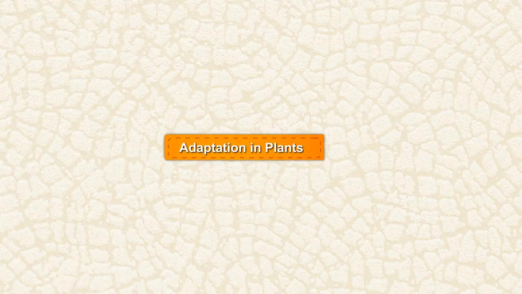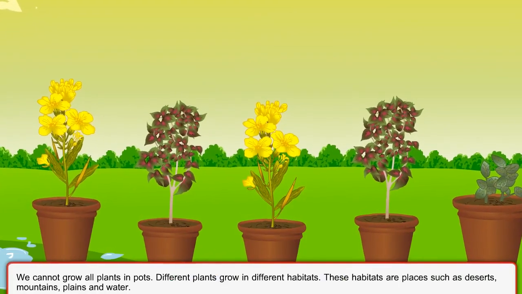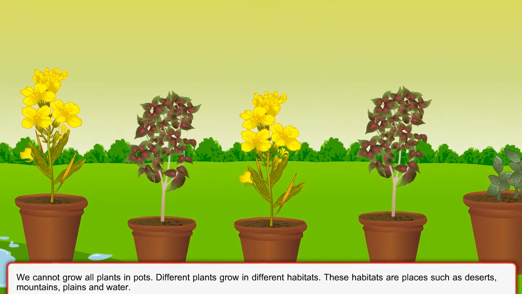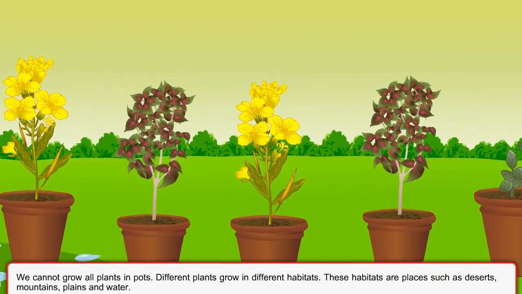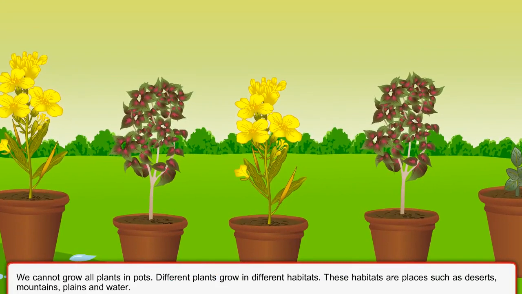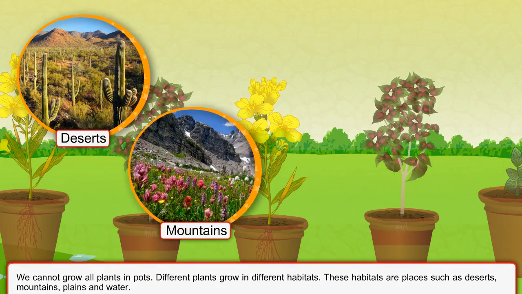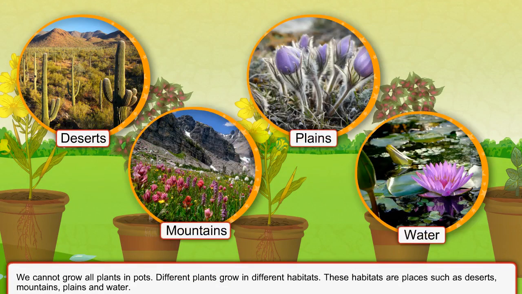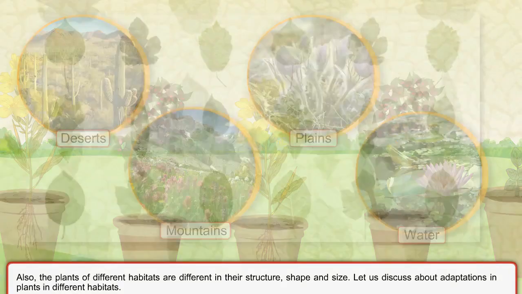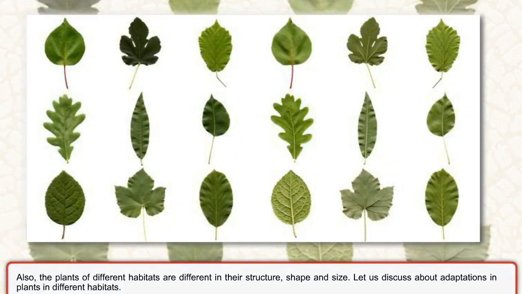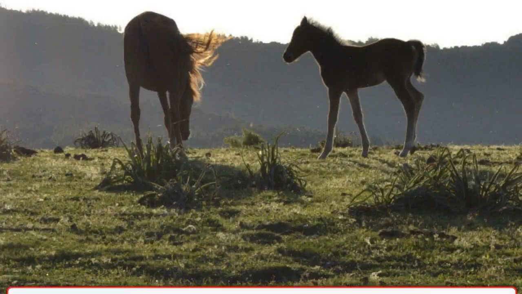Adaptation in plants. We cannot grow all plants in pots. Different plants grow in different habitats. These habitats are places such as deserts, mountains, plains, and water. Also, the plants of different habitats are different in their structure, shape, and size. Let us discuss adaptations in plants in different habitats.